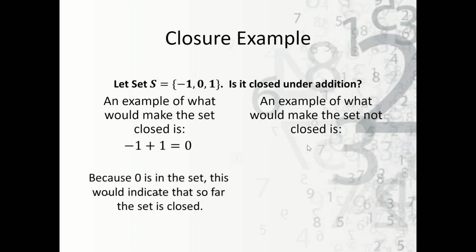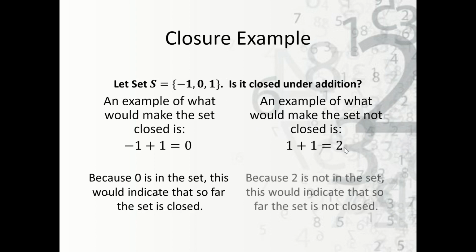Now, is there an example we can come up with that makes it out of the set? Well, if we add 1 plus 1, because we do need to include it plus itself, 1 plus 1 equals 2. Well, 2 is not in the set, therefore the set is not closed. And again, if there's even one example of this, it doesn't matter that this part ended up inside the set. Because this one example is out of the set, the whole set is not closed.